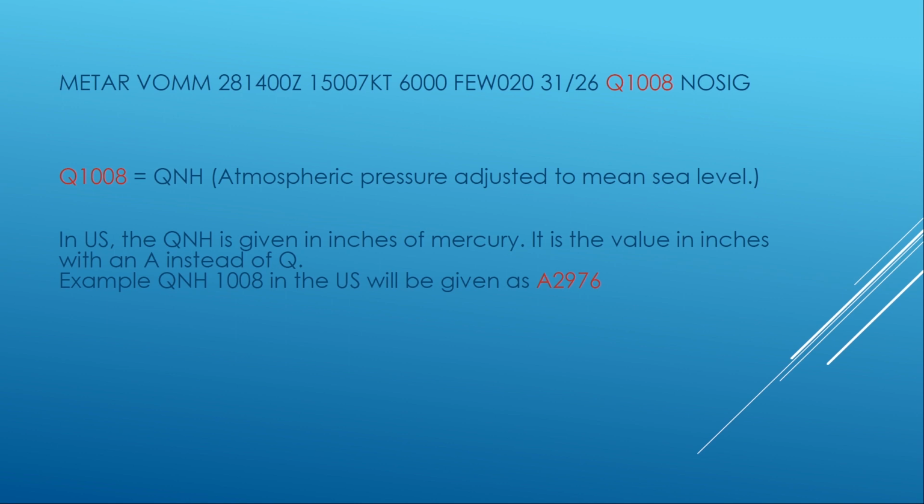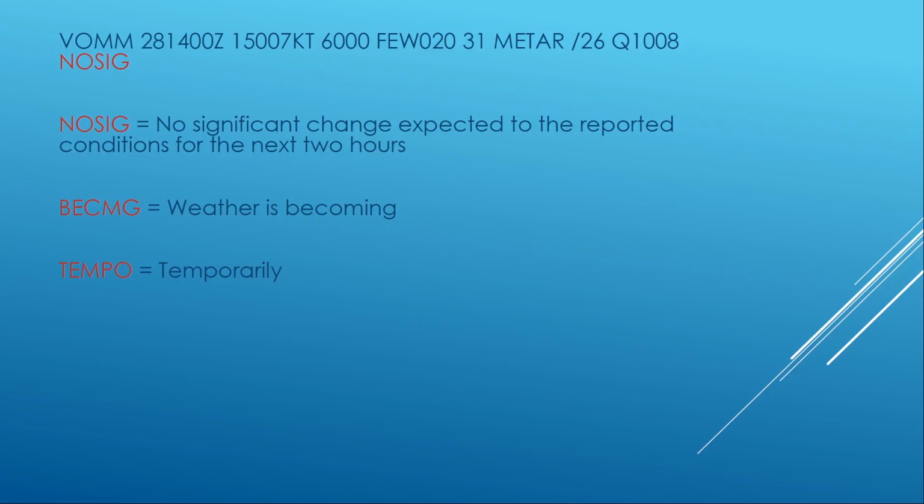For example, if we have a QNH or pressure setting of 1008 in the US, it will be reported as A2976. A here stands for altimeter. So 1008 millibars or hectopascals is also equal to 29.76 inches of mercury, and it is given as A2976 in the METAR. Finally, we have got the trend setting in the METAR.